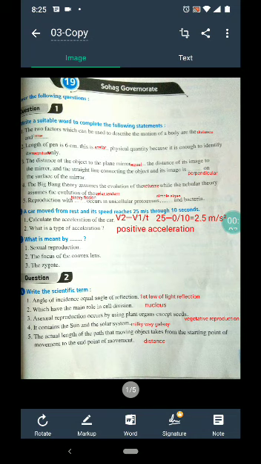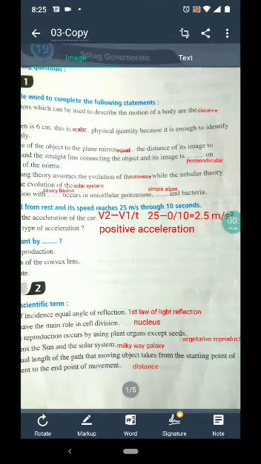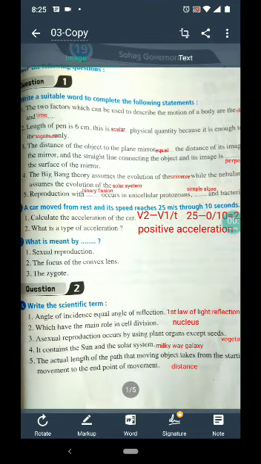Question number 1. Write suitable word to complete the following statement. Number 1. The two factors which can be used to describe the motion of the body are dash and dash. This is distance and time. Number 2. The length of pen is 6 cm. This is scalar physical quantity, because it's enough to identify its magnitude only.